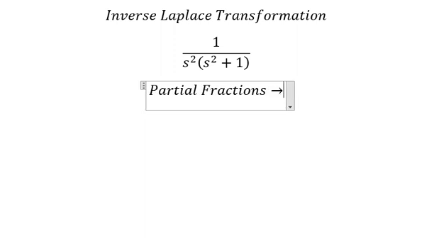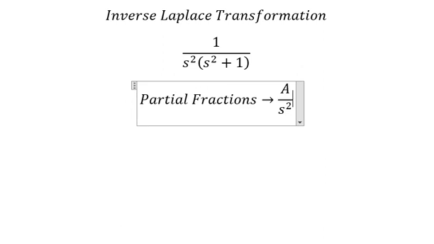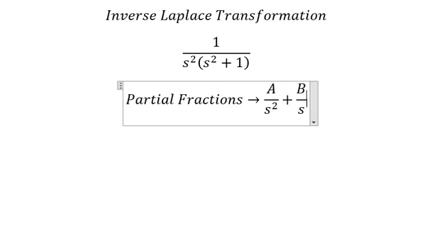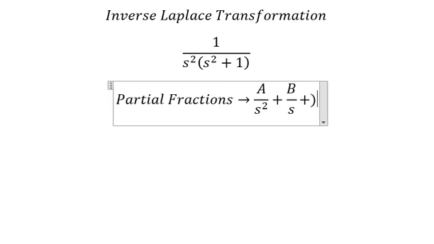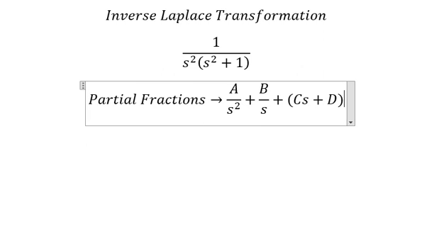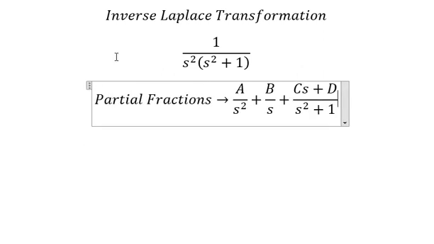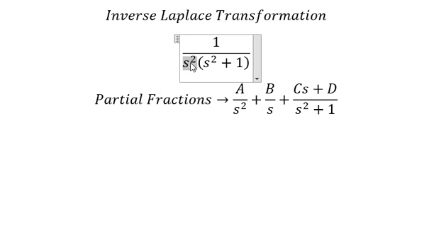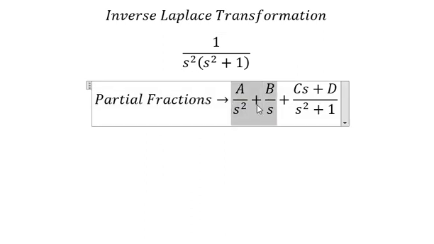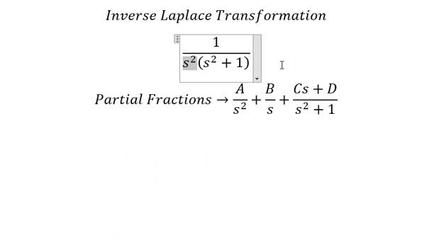So I will put A over h squared, B over h, plus (Ch + D) over h squared plus 1, because we have the power number 2 in here. That's why we need to have two fractions related to h squared.